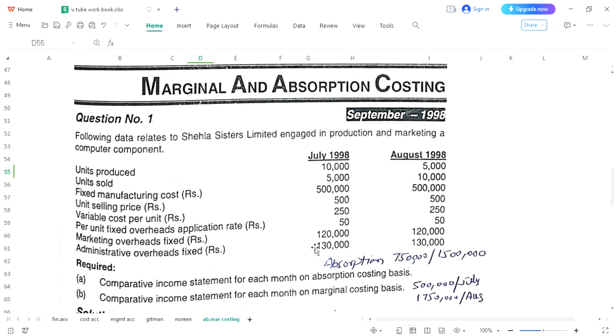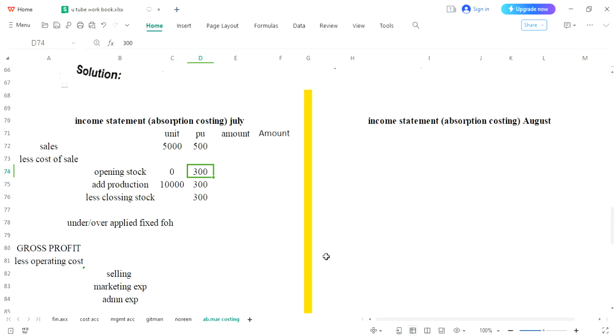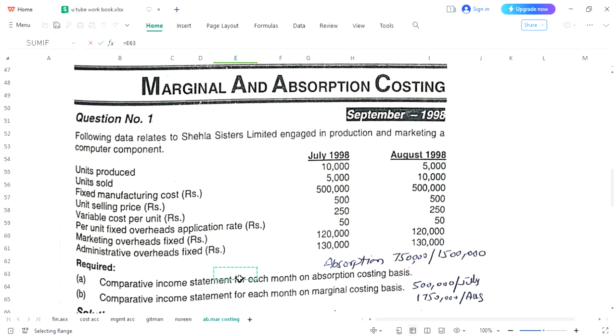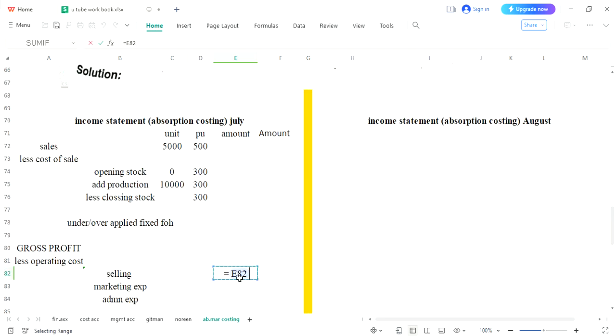Marketing expenses 120 and administrative 130. As you can see, selling expenses and marketing expenses are written here. So what is selling? Marketing 120,000.